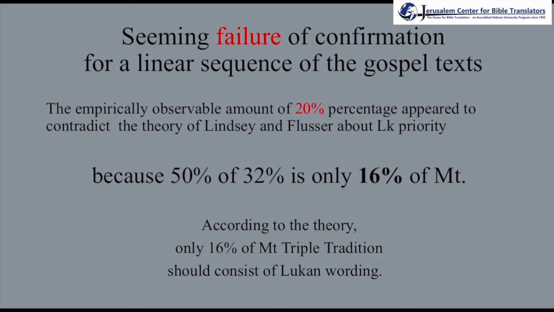Now, this seeming failure of confirmation for a linear sequence in the Gospels is seen by doing some simple calculation: the empirically observable amount of 20% of Lucan wording surviving in Matthew would have predicted 50% of 32%, which should be 16% of Matthew. According to the theory, only 16% of Matthew in triple tradition should consist of Lucan wording. And again, the whole harsh statistical truth is that it is not 16, but 20%.